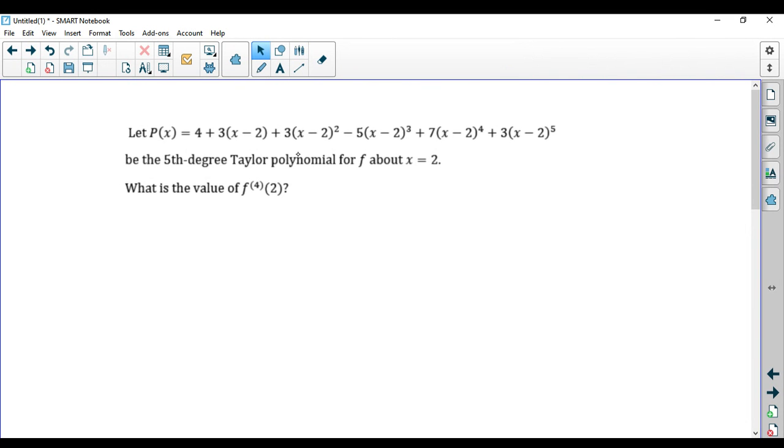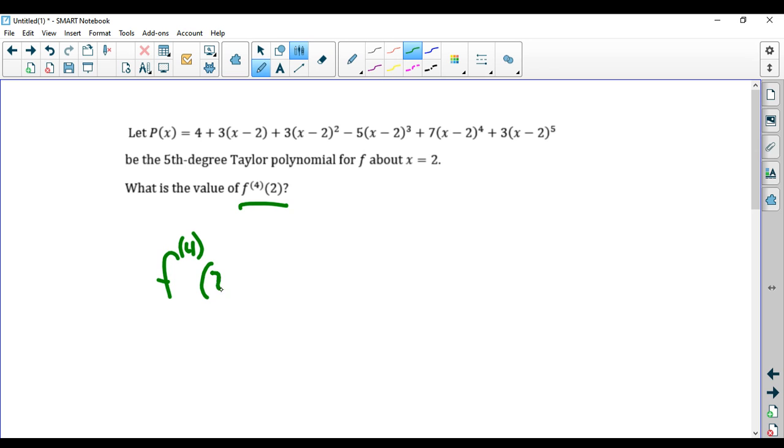To take on this problem, first of all, for any Taylor polynomial, the fourth derivative would be part of the term that has the x to the fourth. So that's what we're going to focus on. That term in any Taylor polynomial about x equals 2 would be the fourth derivative at 2 over 4 factorial times x minus 2 to the fourth. So that's always that term for any Taylor polynomial centered about x equals 2.